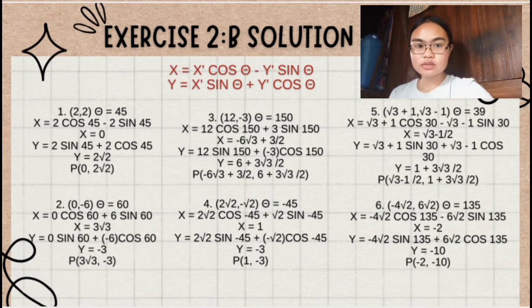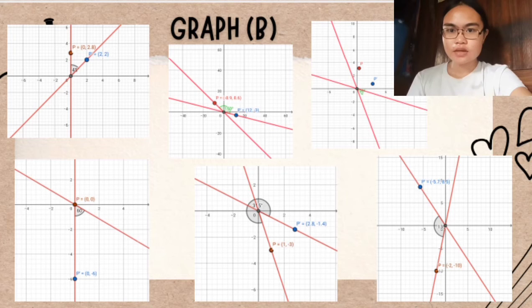So x is equal to negative 4 square root of 2 cos 135 minus 6 square root of 2 sine 135. So x is equal to negative 2. And y is equal to negative 4 square root of 2 sine 135 plus 6 square root of 2 cos 135. So y is equal to negative 10. So the answer for number 6, P, is negative 2 and negative 10. So these are the graphs for our exercise 2B.